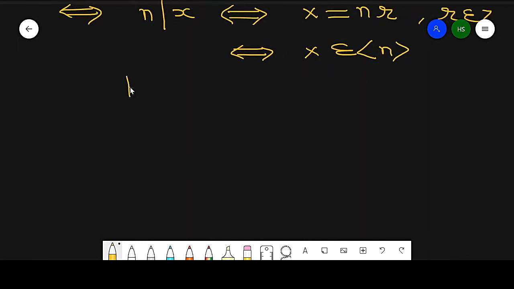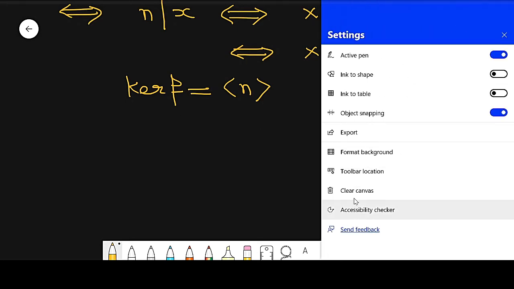So in this way, we can find the kernel of f, generated by n, right? So this is the kernel of f, this set. Now, after this, the second example, if this is the kernel of f for this homomorphism. Now the second example, f mapping from G to Z2, right?